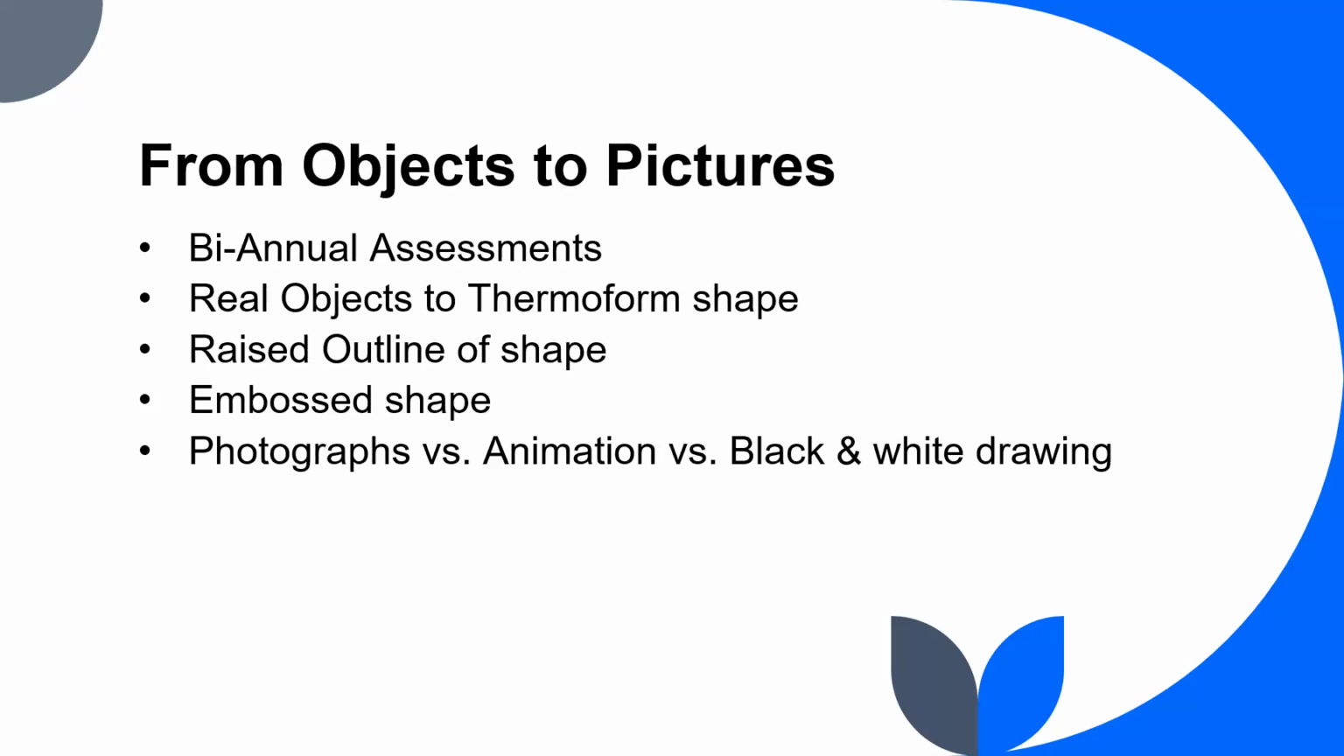So going into the next part, you want to be able to go from objects to pictures. That's where you need to look at the communication matrix to determine where your student is at. They're most likely still in a symbolic stage, and they might remain in the symbolic stage for most of their school career, depending on their physical disabilities and diagnosis.